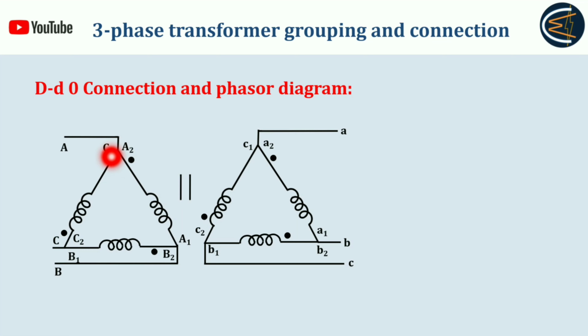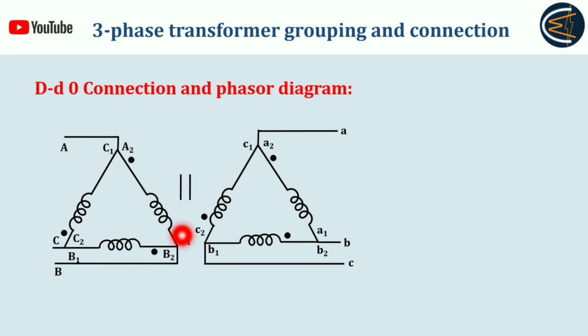Here, as you can see, this is the connection A to A1, then B to B1, then C to C1. Similarly here A to A1, B to B1, C to C1. So they are just symmetrical with each other. As I also said in case of YY0 connection in my previous video lecture, that 0 means there is no phase displacement. That means they are completely symmetrical. See, they are completely symmetrical.